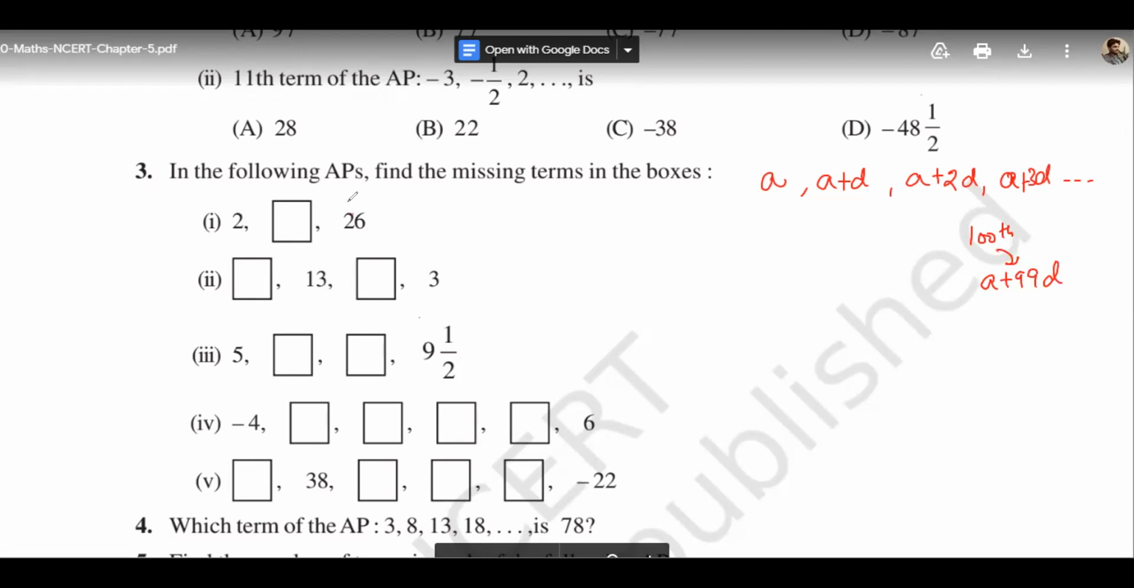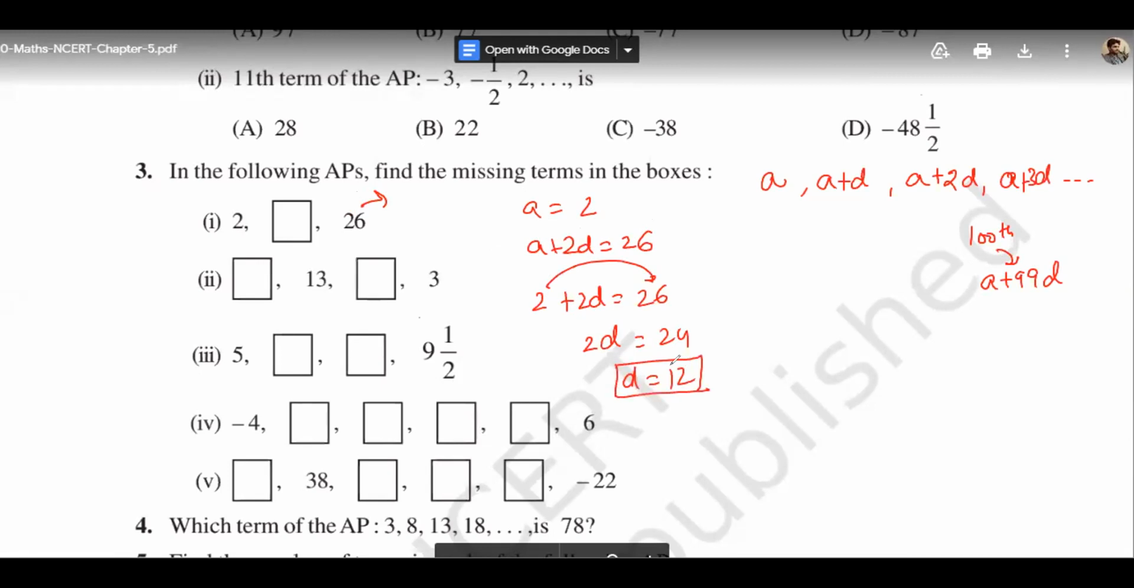It is being given to you that the first term of an AP, that is A, is 2, and the third term, which means A plus 2D, is given as 26. So put the value of A in this equation and you will get 2 plus 2D is equal to 26. Then subtract, and you will get 2D is equal to 24.